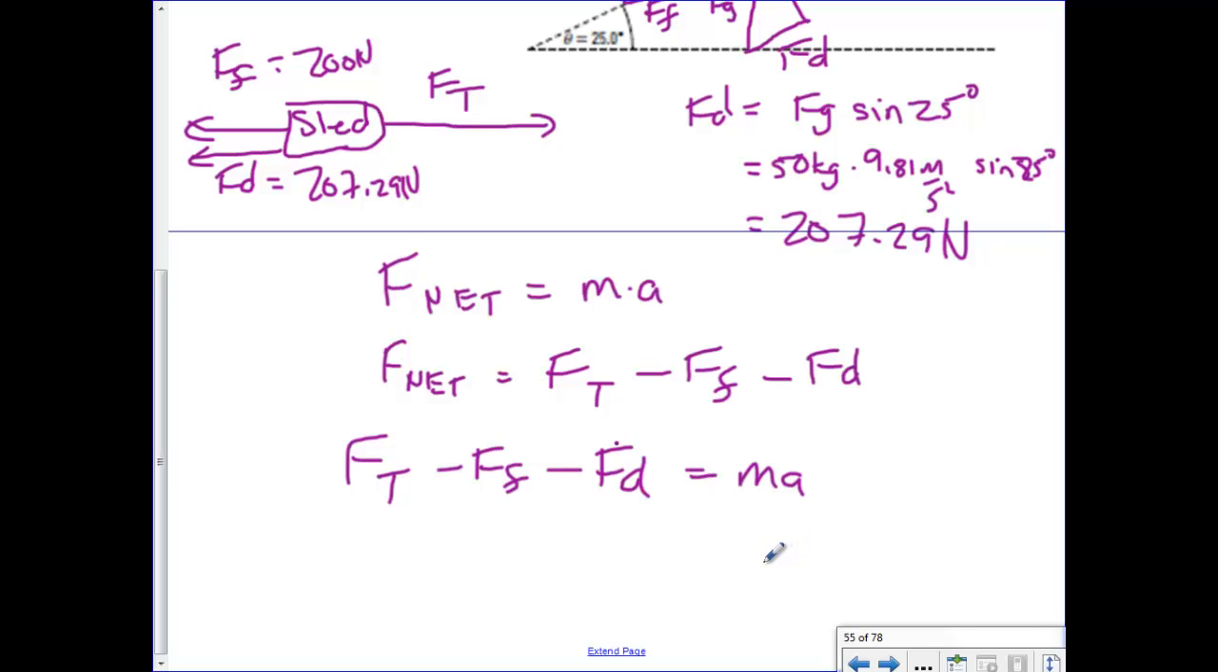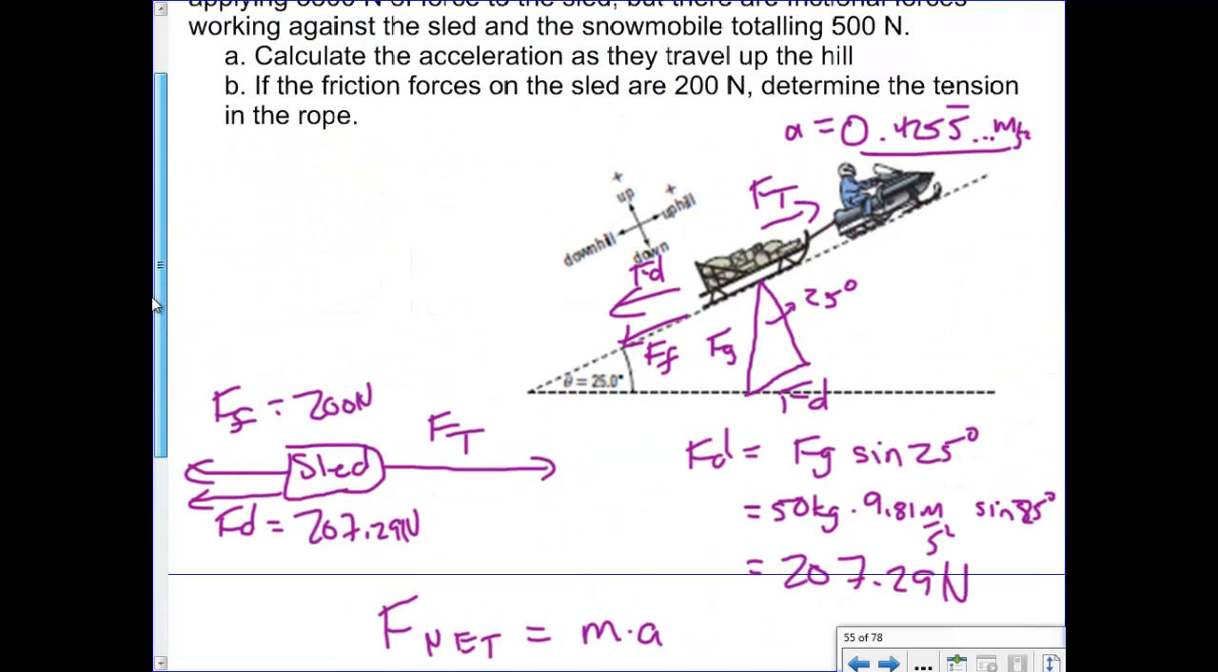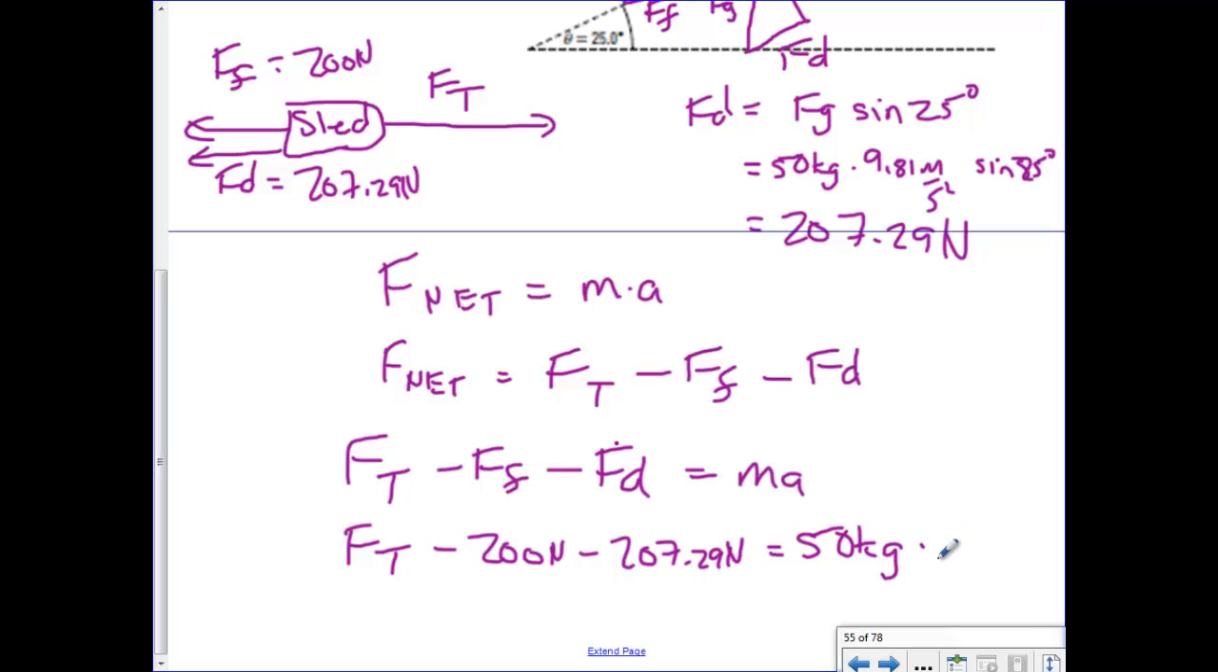Does that make sense? Let me throw in some numbers then. We don't know how much tension is in the rope, but we know friction is pulling it backwards 200 newtons. Gravity, according to that downhill force, is going to pull it backwards by this amount. The actual mass of the sled is 50 kilograms, and the acceleration of the sled we already found back in part A, which was 0.4255, etc.